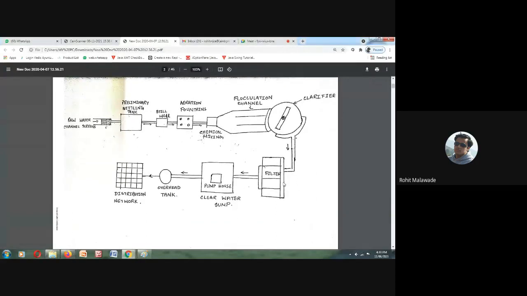Yes, this is your water treatment flow diagram of your water treatment plant. Raw water comes from the intake structure, then enters the screens, where the larger floating elements get removed. Then the preliminary settling tank, which is nothing but your plain sedimentation. We are going to have the plain sedimentation.